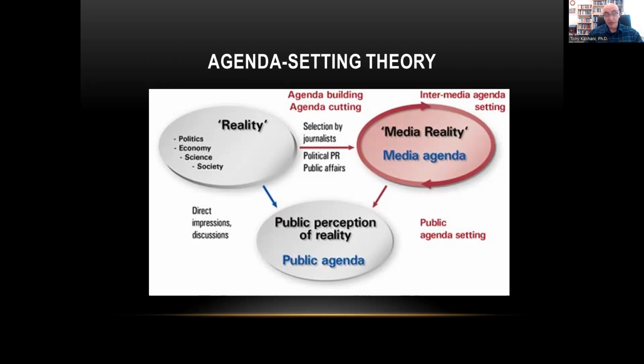Framing. Agenda setting theory is closely related to the concept of framing. While agenda setting focuses on which issues are important, framing deals with how these issues are presented. The media not only selects certain topics, but also frames them in specific ways, shaping public perceptions.